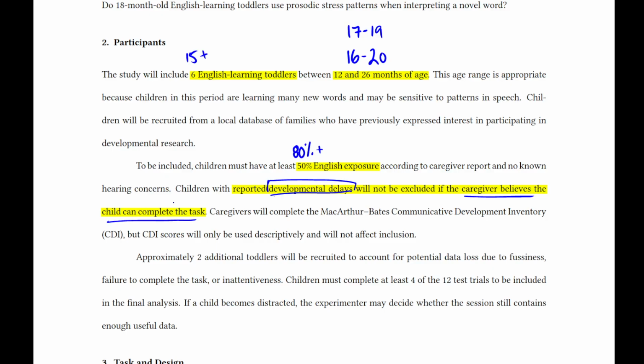Caregivers will complete the MacArthur Bates Communicative Development Inventory test, so CDI, but they'll only be used descriptively and will not in fact affect inclusion. This is okay. We don't know what this is yet, but this is basically a test that checks how many words a child roughly knows. So if you're looking at novel word learning, you might want to know this information because if a child knows many new words compared to a child that doesn't know many words, they might behave differently on the test. But that's why it's being used descriptively and not affecting inclusion.